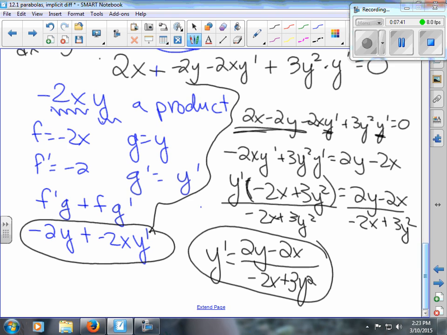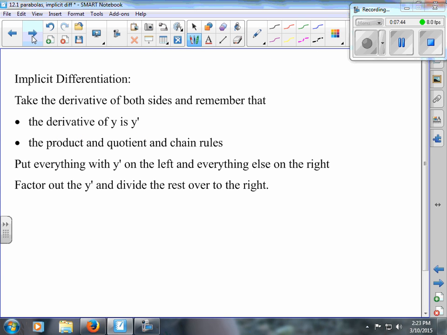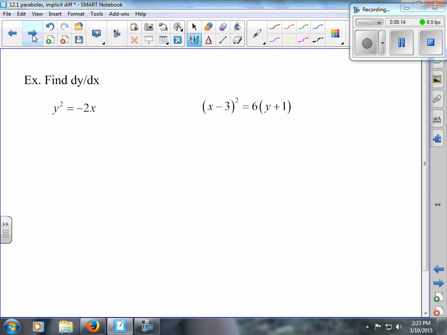All right, so on this page here, I have the steps that I just took for implicit differentiation. So the way you do implicit differentiation, take the derivative of every term you see. Don't forget that the derivative of y is y prime. And also, don't forget your product, quotient, and chain rules. Then this is how you solve. You put everything with y prime on the left, everything else on the right, factor out y prime, and divide. So write those down, and then I have some more examples.